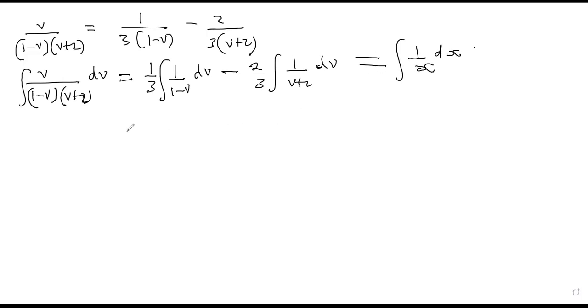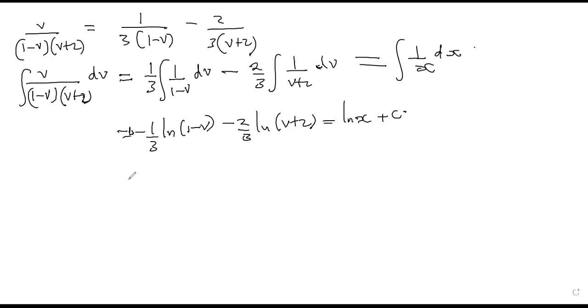So this is 1/3, but being 1 minus v, when you integrate this one, you get -1, which is not 1. So it will be negative a third ln of 1 minus v. Then this will automatically be minus 2/3 ln of v plus 2, which is equal to, when you integrate 1 over x, ln x plus a constant of integration.